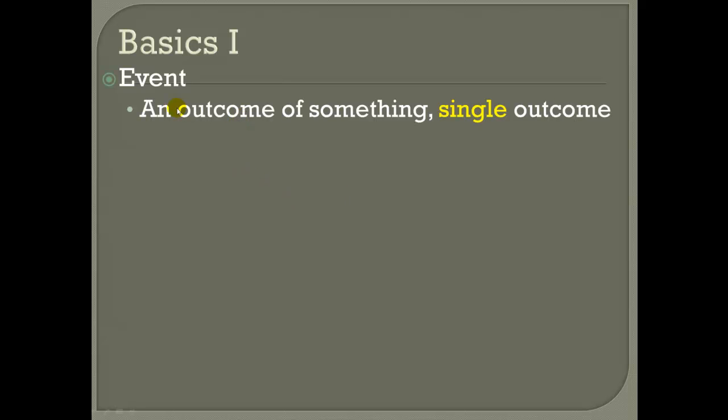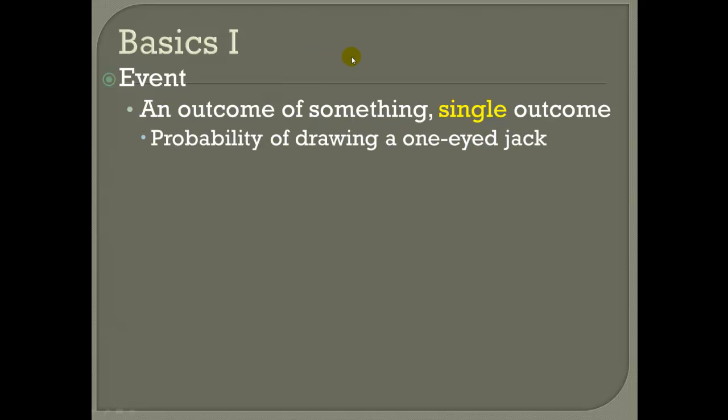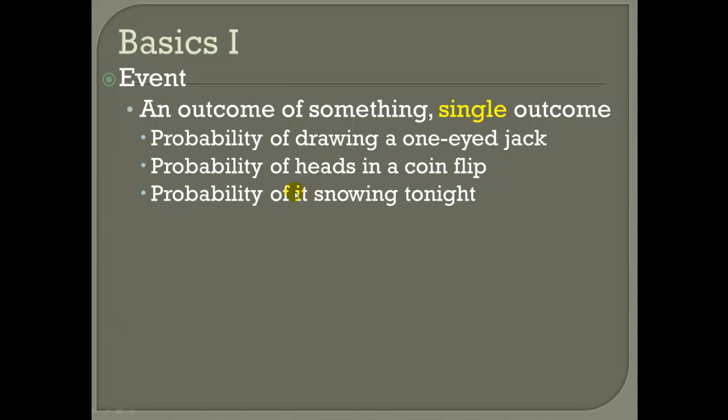Let's go over some basics in reference to probability. You can generally think of probability as the likelihood that an event will occur, mainly referring to the chances of a certain outcome happening, and that must be a single outcome happening. For example, you might ask, what's the probability of drawing a one-eyed jack from a 52 card deck? Or what's the probability of heads in a coin flip? Or what's the probability of it snowing tonight? Those are all dealing with probability.